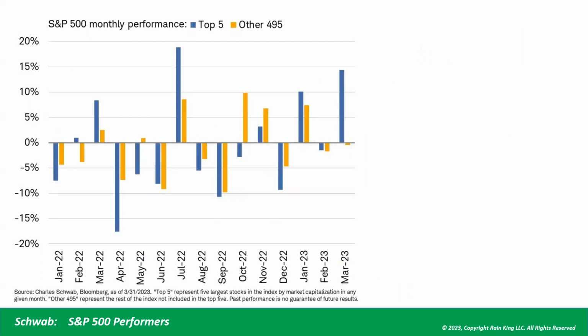So this is a chart put together by Charles Schwab. And what it's showing is really the narrowness of the market. This is the S&P 500, and it's separating in blue the top 5 components of the S&P, and the gold is the other 495. And you're looking at the performance, and you'll notice in January, the top 5 were up 10%, and the remainder was up about 7%. You can see how that's really changed in March. In March, we had really a surge in the top 5 and very little progress in the remaining 495 stocks in the S&P.